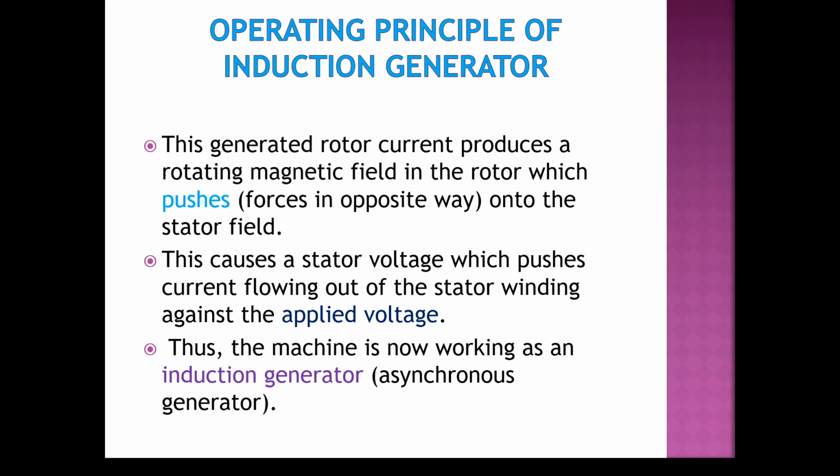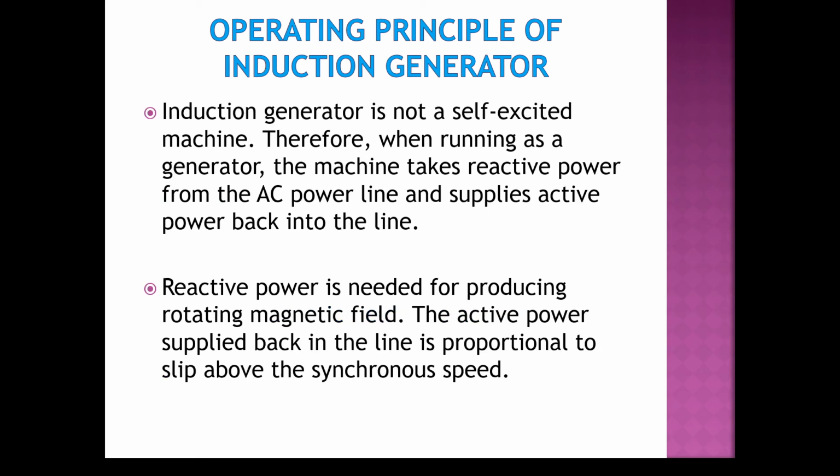This will cause stator voltage, which pushes current flowing out of the stator winding against the applied voltage. So same like how back EMF is produced in DC motor, here also voltage will be induced in the machine. Okay, now the machine will work as an induction generator, that is asynchronous generator. So now we can see that induction generator is not a self-excited machine. It will take the reactive power from the AC power line and supplies active power back into the line.